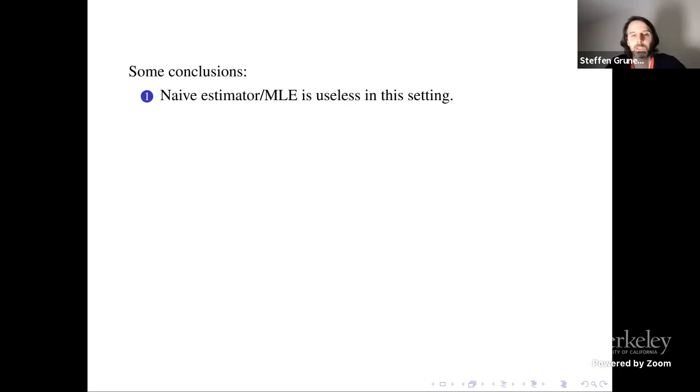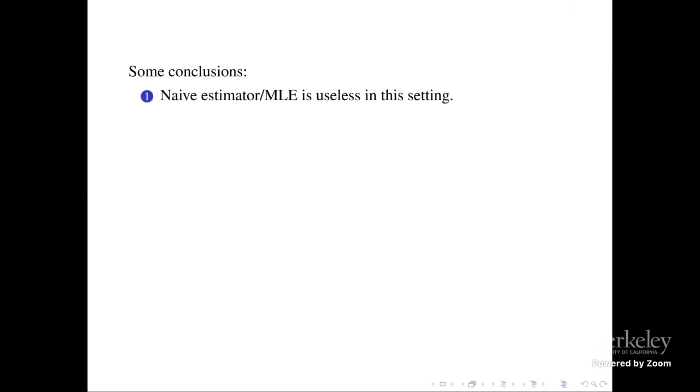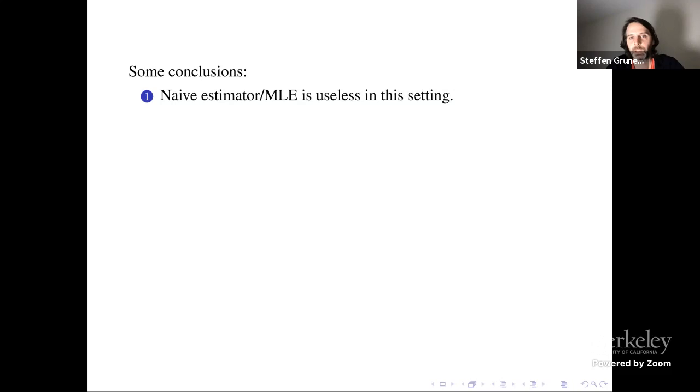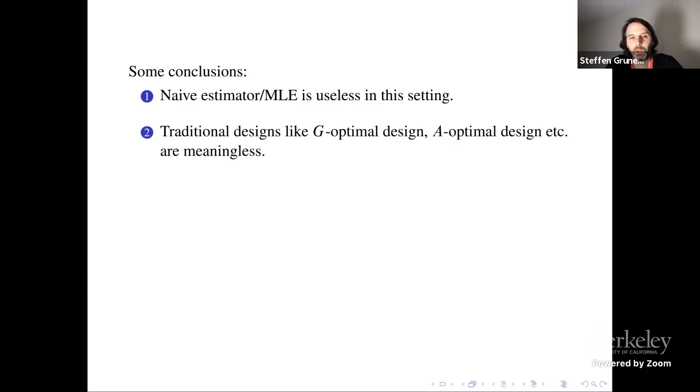Okay, so I just want to summarize quickly. In this setting, unless the subspaces overlap, the naive estimator or maximum likelihood estimator is absolutely useless. I don't gain any benefits from having multiple epochs. The samples are totally wasted. Similarly, the whole traditional designs that you usually consider, G-optimal design, A-optimal design, and so on, are not meaningful. There's nothing to design here if I'm sticking to my naive estimator, which is the one underlying classical designs.